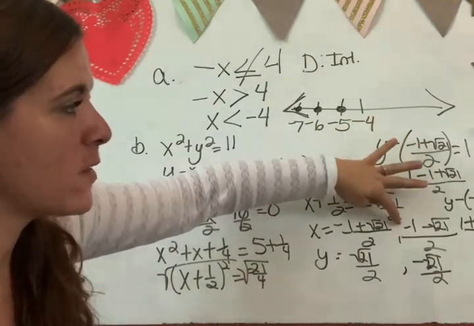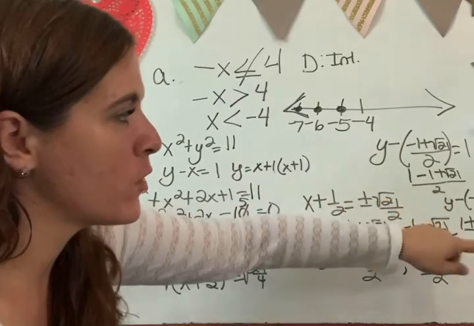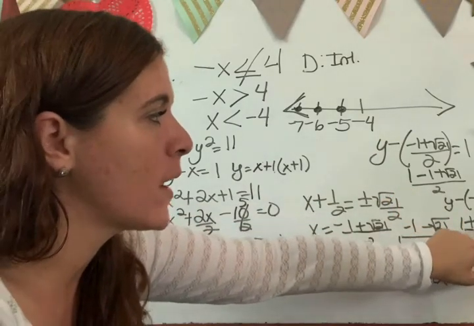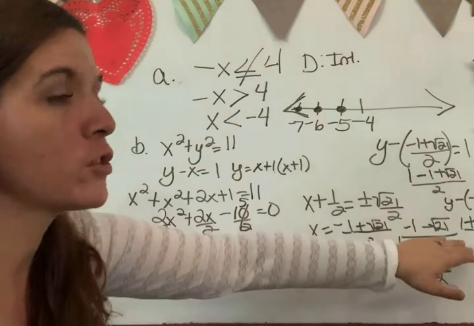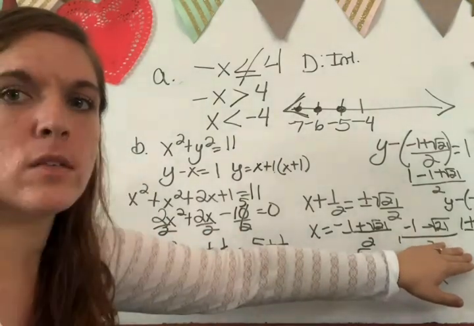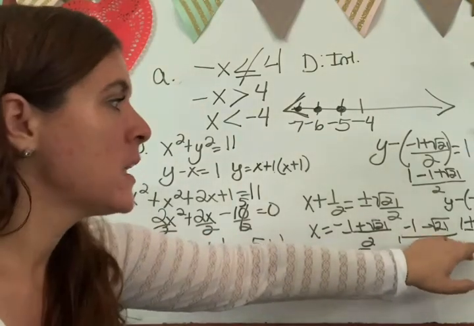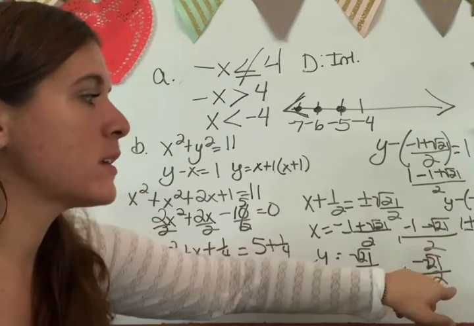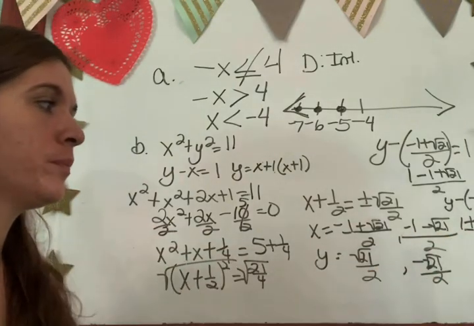Then the second one, this one, is y minus that. So you move it over and it's 1 plus negative 1 minus square root 21 over 2. Right? Can you see that a little bit? And then you have 1 minus 1 is still 0. So it's negative square root 21 over 2. Whew, and there's your practice.